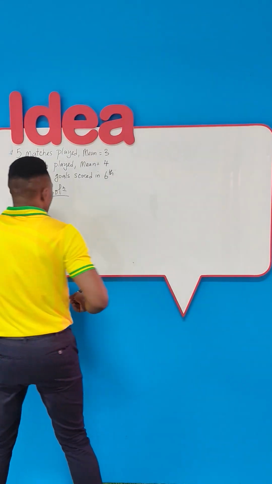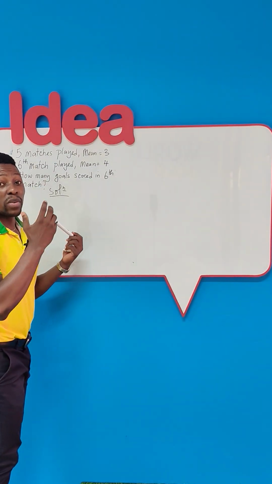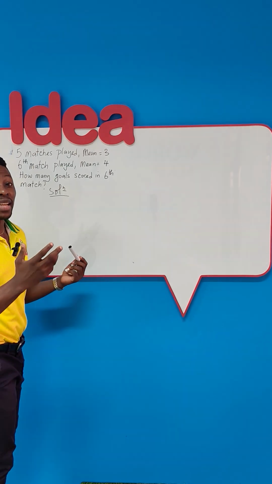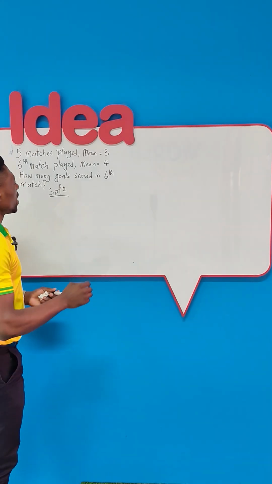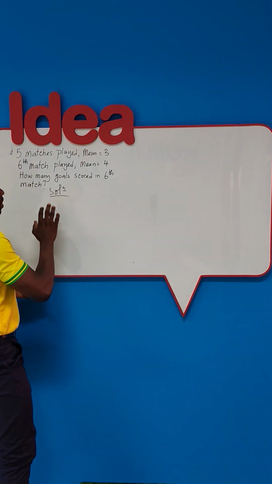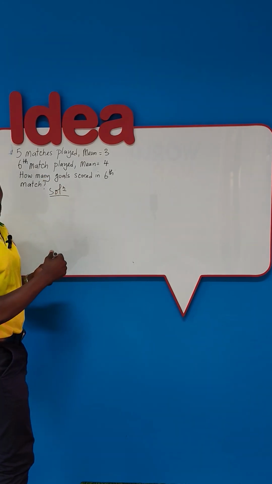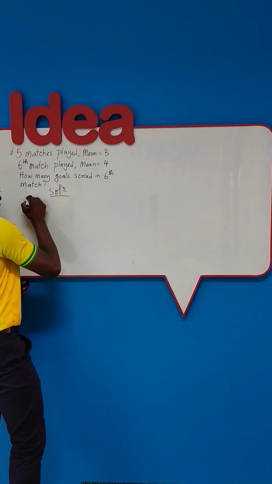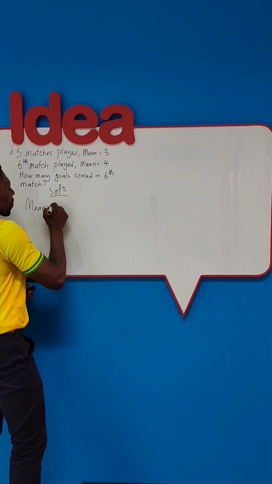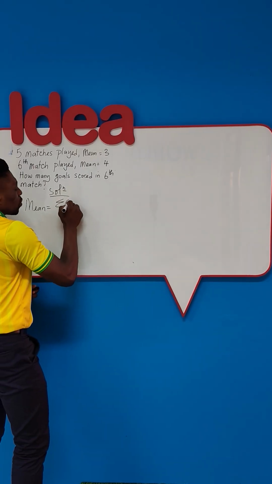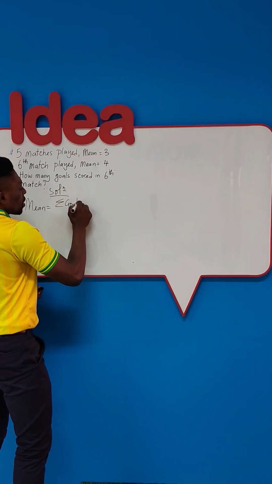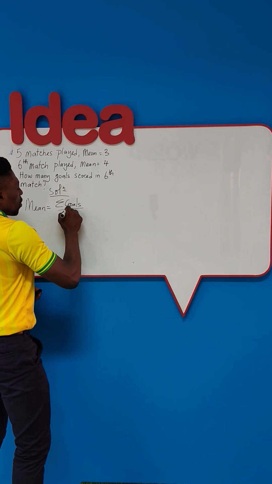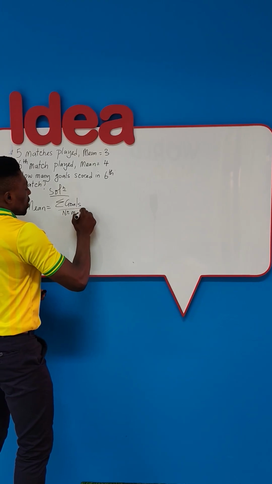Follow me. Now, before everything, let us write down the formula for calculating the mean of any data set. Look at this data set. We're talking about football and number of goals scored. So the mean here is going to be given by the sum total of all the goals scored divided by the number of matches played.